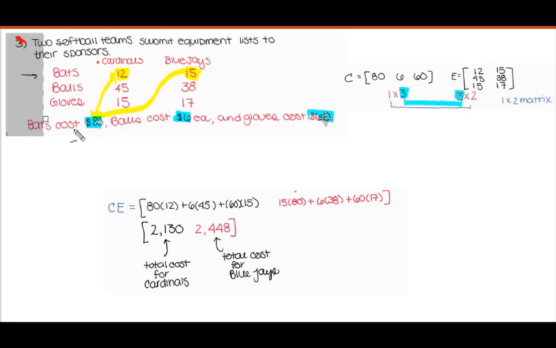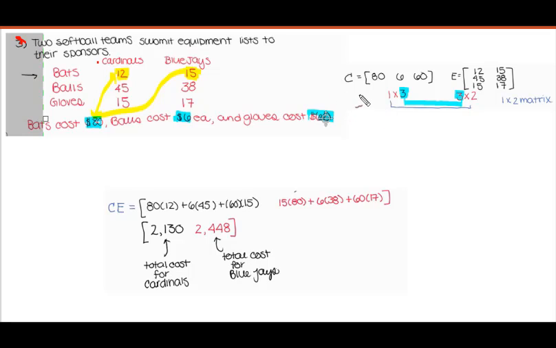We have the number of each type of equipment. So for example, the Cardinals require 45 balls, the Blue Jays require 17 pairs of gloves, and so on. We've got the unit cost for each type of item down there. So if we wanted to look at the expenditure on bats, we'd be looking at 12 lots of 80 there and 15 lots of 80 put together, and so on. But we can look at this in an efficient way using matrices.